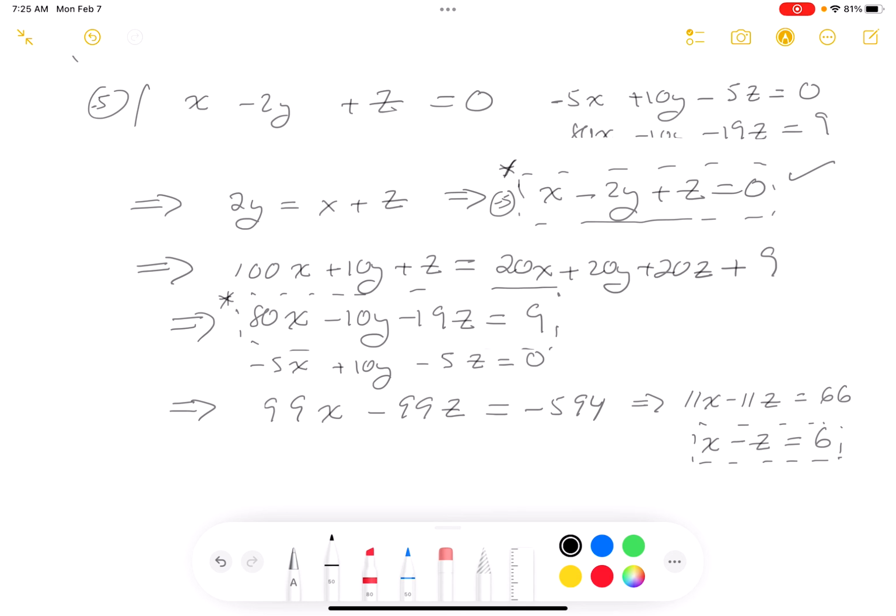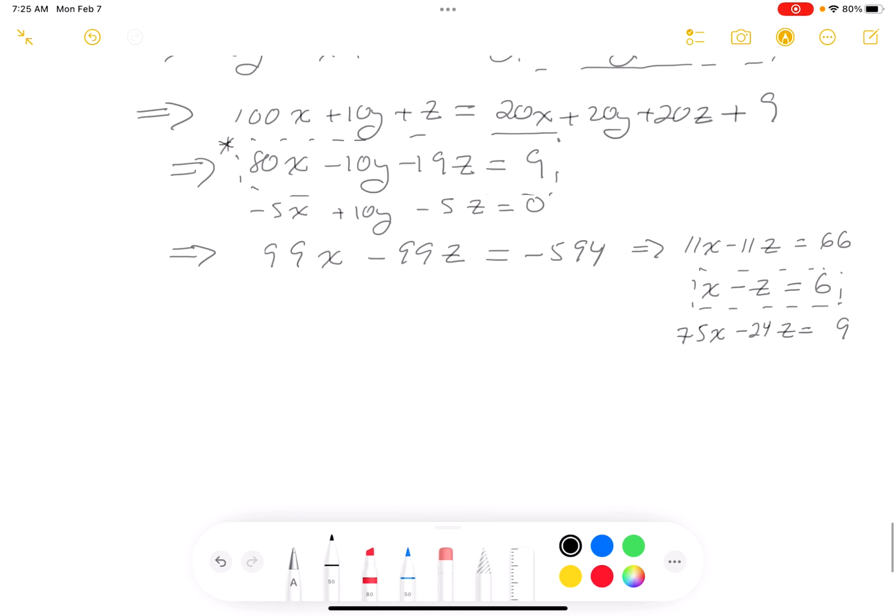And then I add them together. And what do you get? You would get 75x. The y would disappear. And then you get minus 24z equals 9. And what do I notice about that? I notice that's also divisible by 3. So what I want to do is divide that by 3. And I'll write these 2 equations down for you. One equation is x minus z equals 6. And if I divide this equation here by 3, you get 25x minus 8z equals, I'm dividing by 3, so that'll be 3.